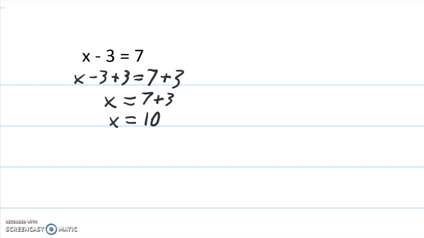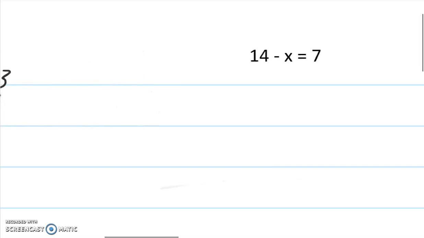And you can always substitute this number back in here to check if it's correct. Let's try that right now. 10 minus 3 equals, what does it equal? It equals 7. That means our answer was correct.